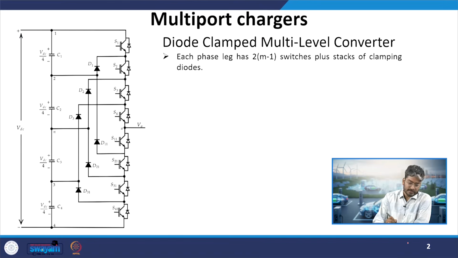Then in this lecture we will continue with the discussion of converters which will be suitable for very high power chargers or DC fast chargers. So as I say DC fast chargers, there will be two stages of conversion. First will be our AC to DC conversion, then there will be a DC to DC converter. So first we will start our discussion on multi-level AC to DC conversion.